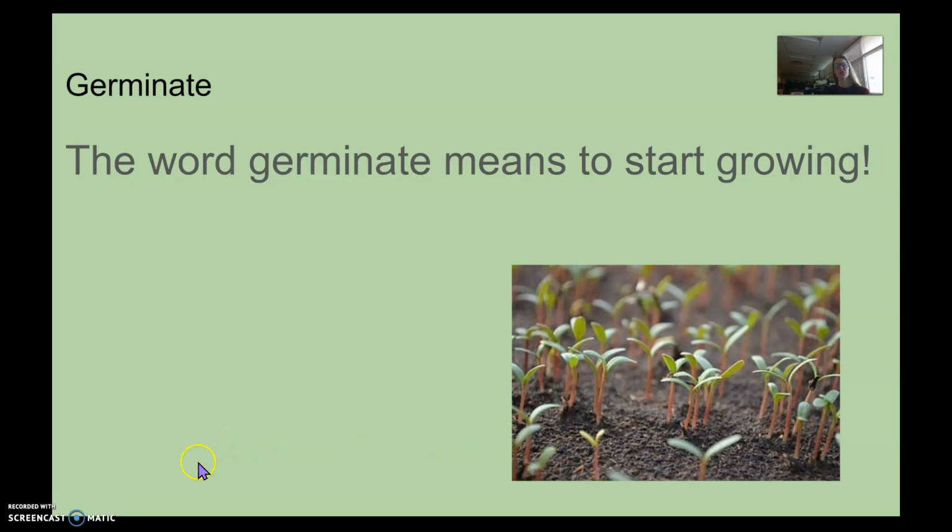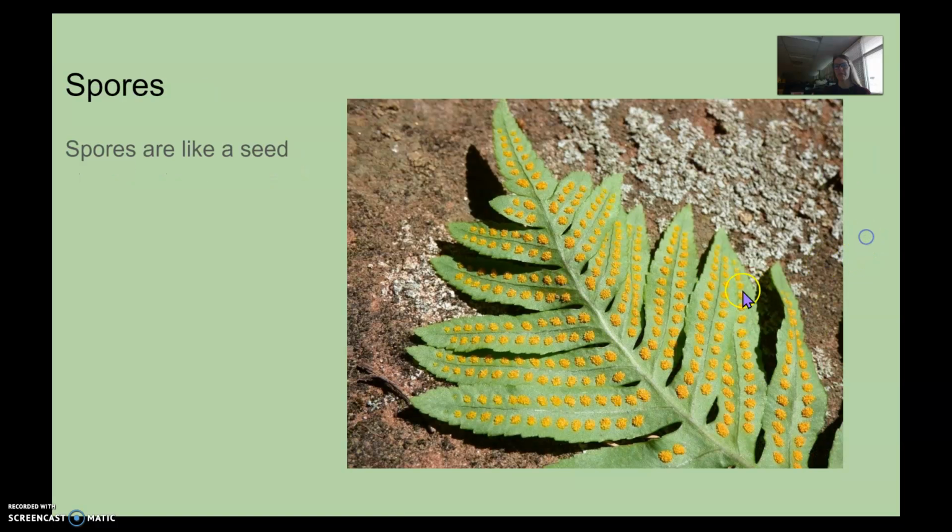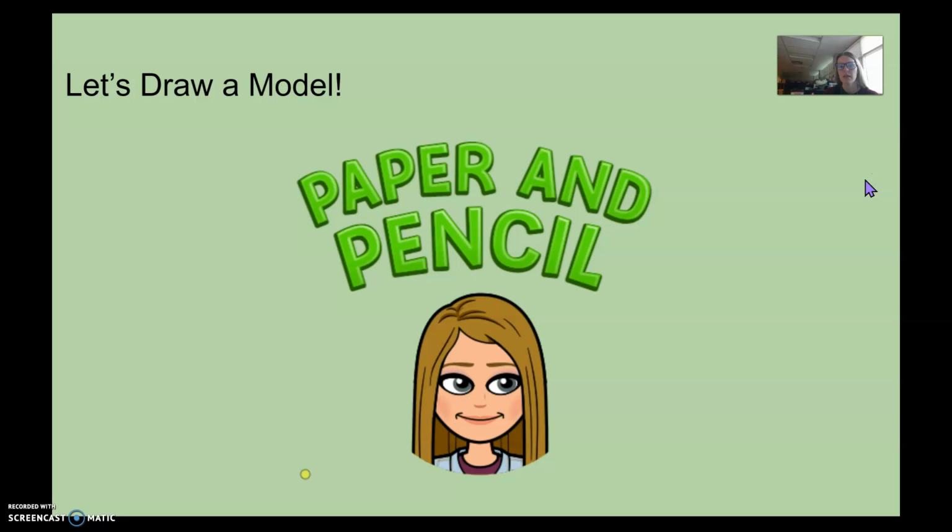Okay, the word germinate means to start growing. So you see a plant here that's started growing. Spores are like a seed. They help to reproduce.